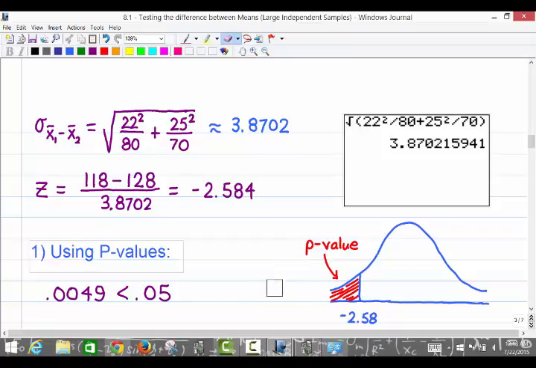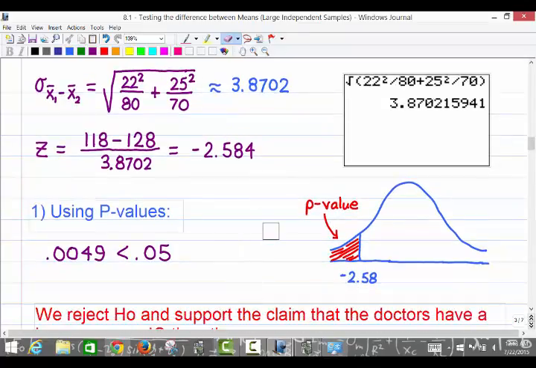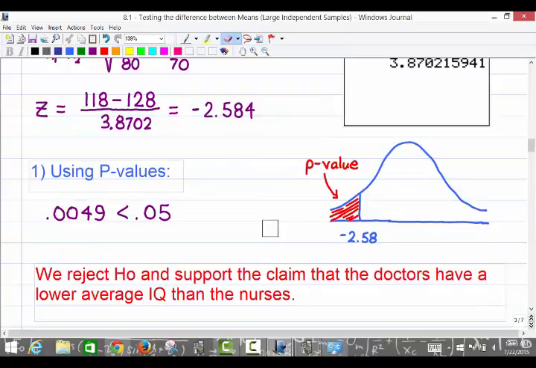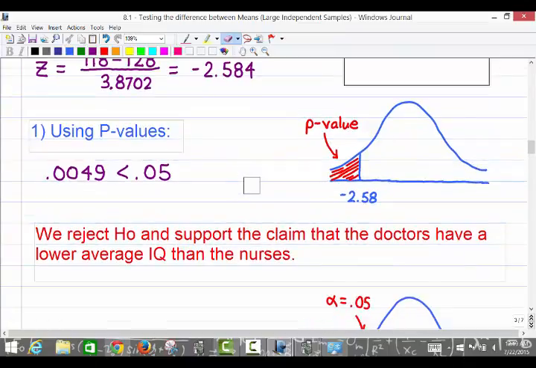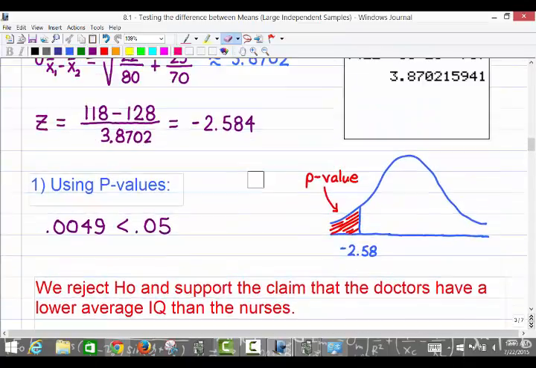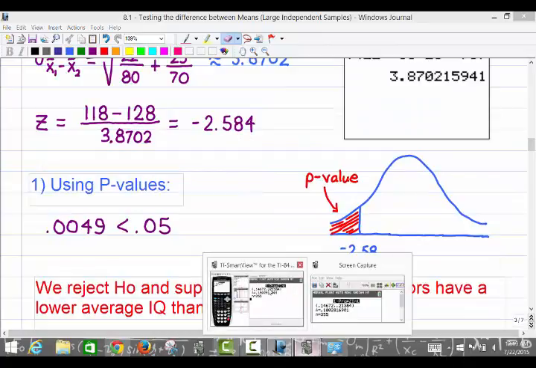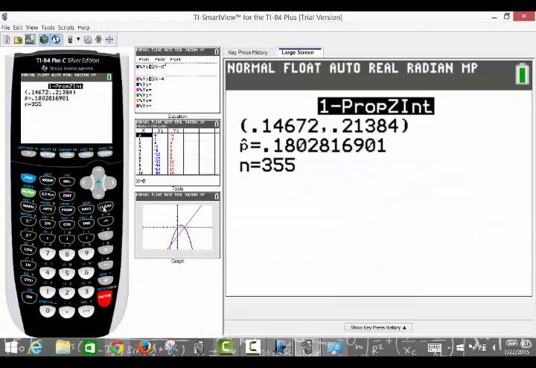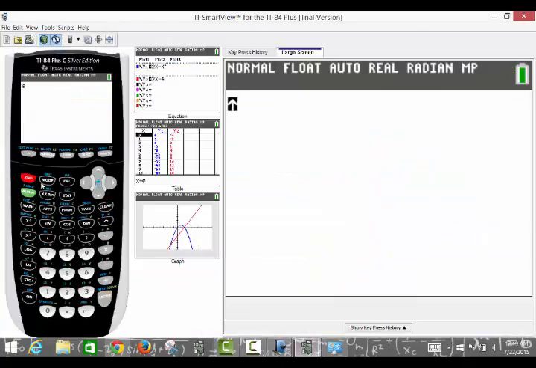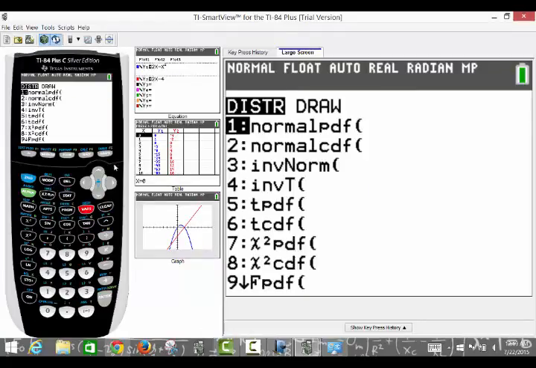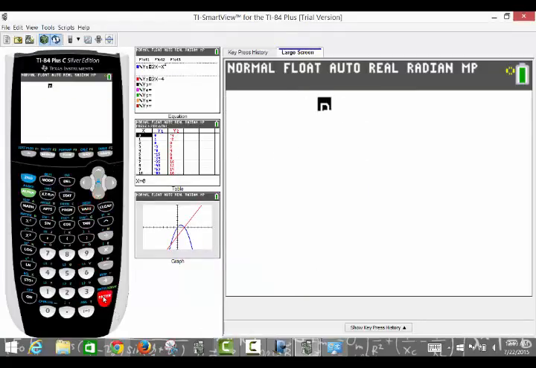For a left-tailed test, which this is (left tail, less than), the p-value will be the area on the normal curve to the left of your test statistic. So if we look up negative 2.58 on the Z chart, we will have 0.0049, or I'll do it in the calculator using the normal CDF, second distribution, normal CDF. So we're coming from the left.